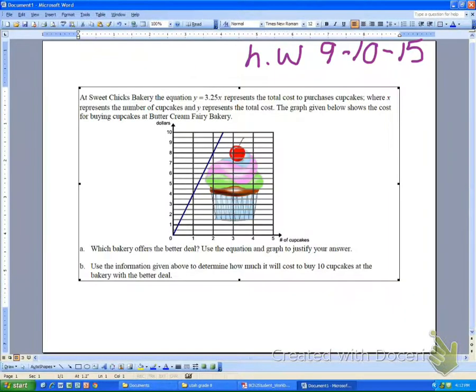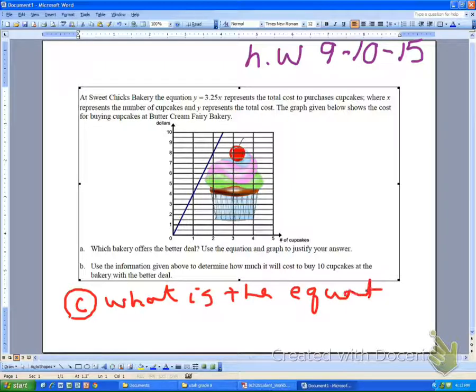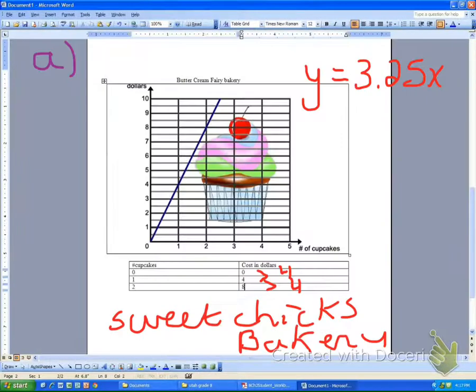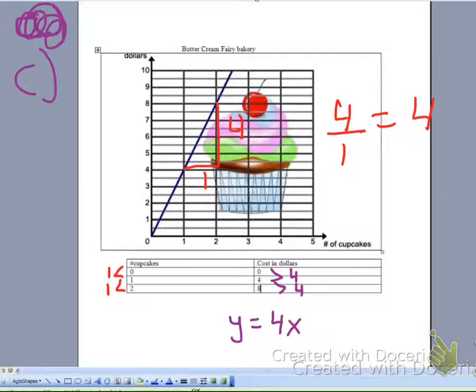Okay, question C said, and it's not on here, but it's on your paper, what is the equation that represents the total cost at Buttercream Bakery. Well, I have to look back here at my table, and I put it back here again for you. There's two ways to figure that out, and we haven't talked about the graph way in class, so it's really important that you watch this so you know how to do it from a table or a graph.